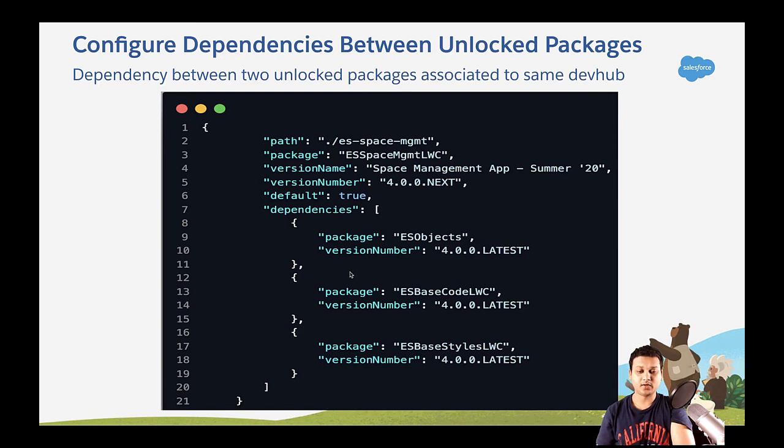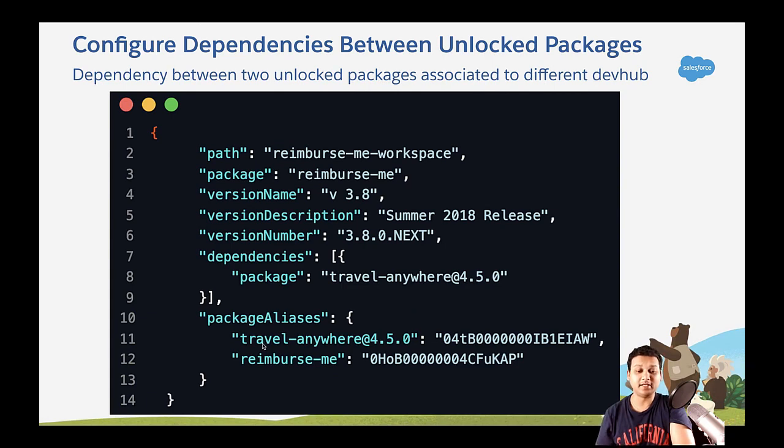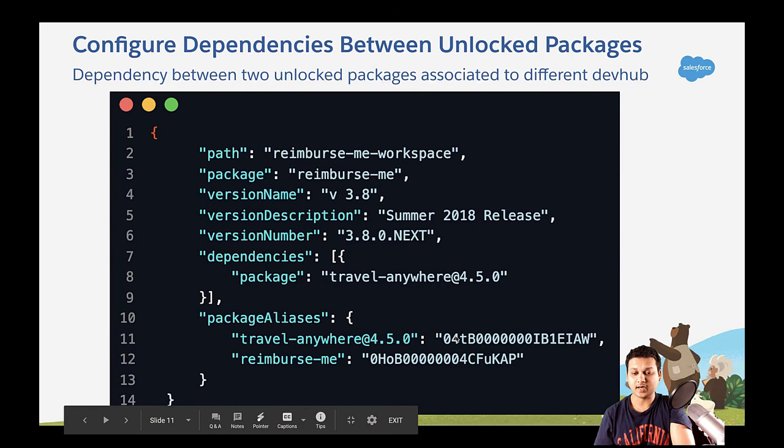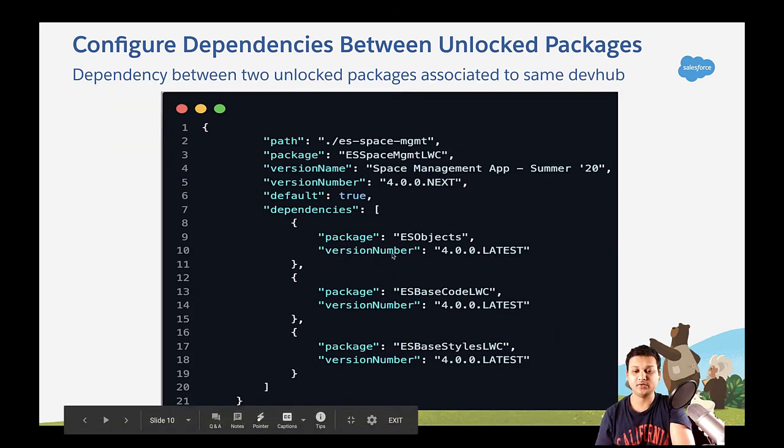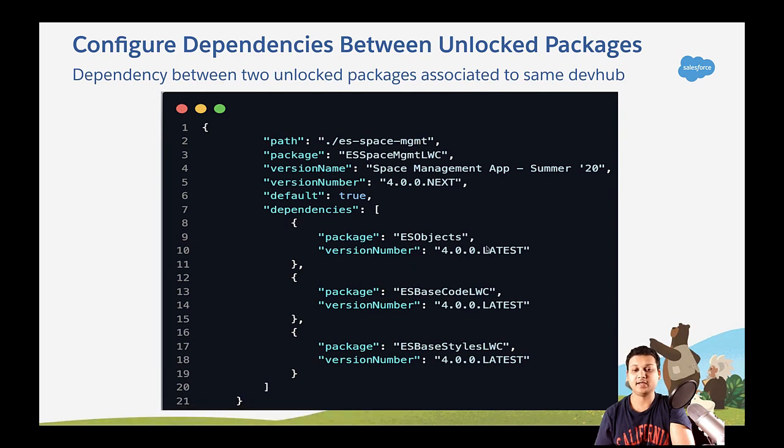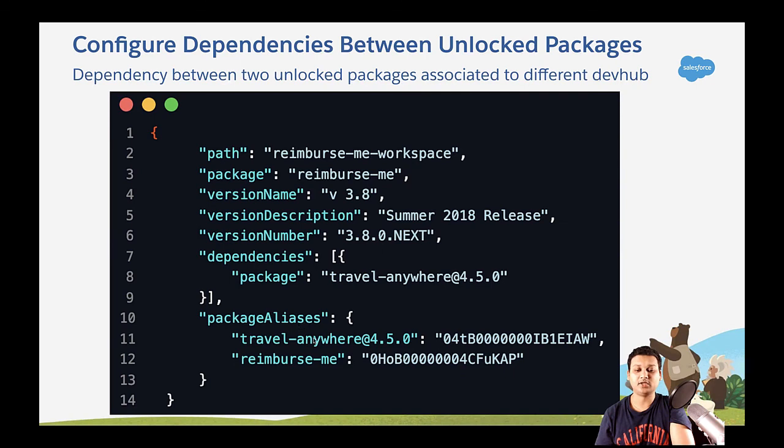So you can, in fact, configure dependencies between that. The only difference between how you configure the dependencies for packages in the same dev hub versus different dev hubs is by specifying the actual package ID. In the same dev hub, you had the convenience of using version number, keywords like latest, and the package name. But here you have to use a package alias, and the alias should point to the ID. With that, you should be able to configure dependency between unlocked packages which belong to different dev hubs. That way, any open source vendor can publish their package on GitHub and provide you the 04t ID as a part of their SFDX project JSON definition on the GitHub repo, and somebody can take that package and enhance it.